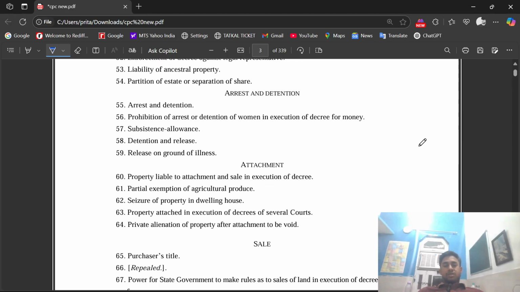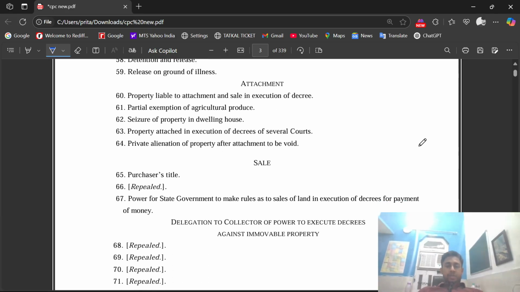Next subheading is attachment. Section 60, property liable to attachment and sale in execution of decree. Section 61, partial exemption of agricultural produce. Section 62, seizure of property in dwelling house. Section 63, property attached in execution of decrees of several courts. Section 64, private alienation of property after attachment to be void.